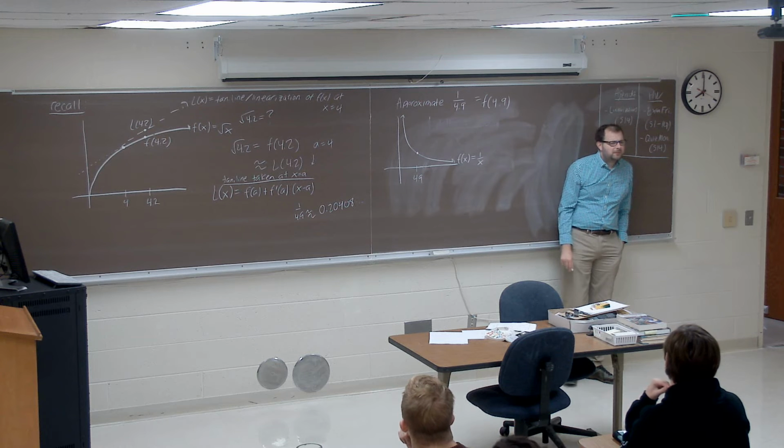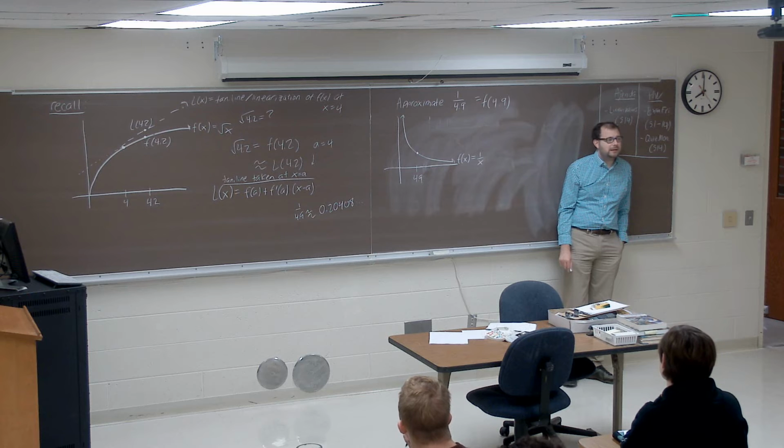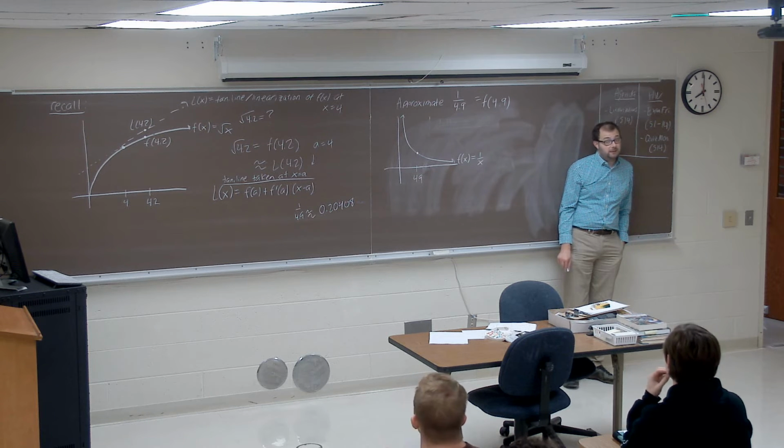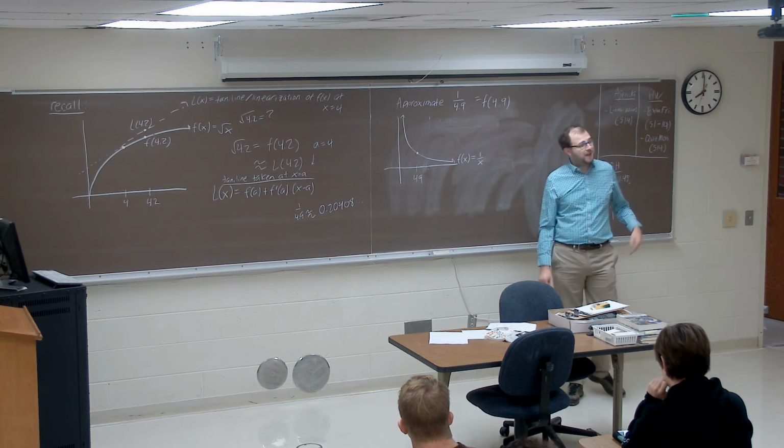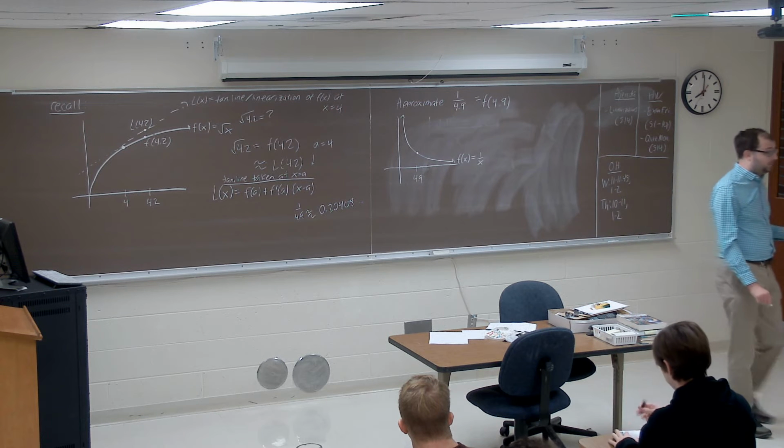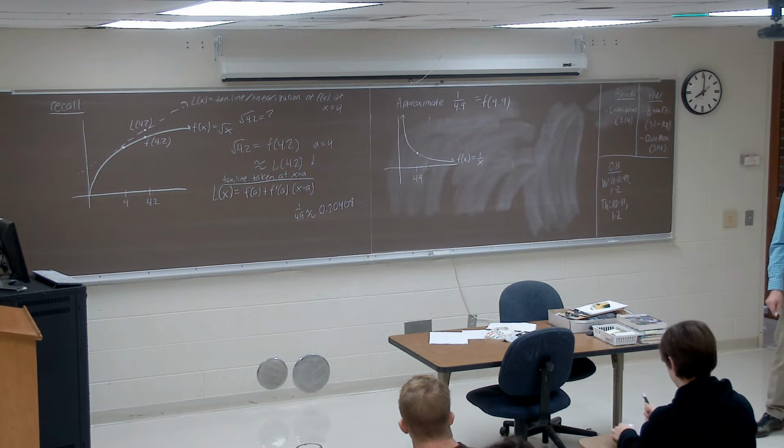So what do y'all think? What would be a good point close to 4.9 that's a lot easier to plug into f of x than 4.9 itself would be? Morgan? 5. Yeah, so 5 is pretty close to 4.9. Do you know what 1 divided by 5 is?